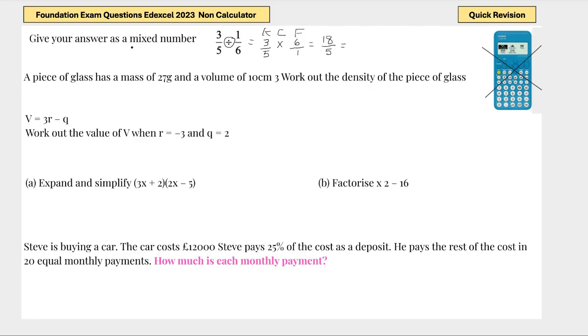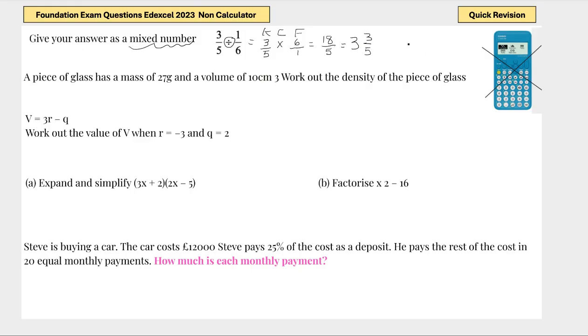But it's asking us to give our answer as a mixed number. So how many times does 5 go into 18? Well, it goes 3 times because 3 times 5 is 15. Remember, we keep the denominator the same. What we've got left, we've got 3 left. And we can't simplify this, so our answer is 3 and 3/5.